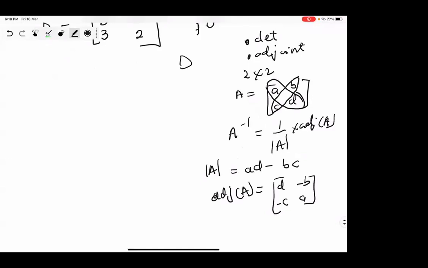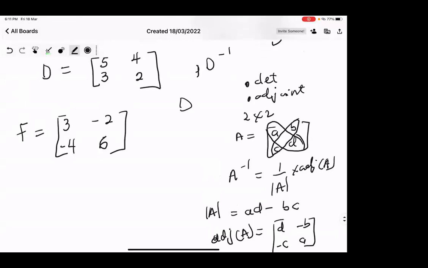Okay, so for example, if I have matrix F being [3, -2; -4, 6], yes. If I want to find the inverse of this matrix, I'll first of all find the determinant, because if the determinant is 0, then it means that the inverse will not exist, and F will be known as singular matrix or non-invertible. But if the determinant is a non-zero number, then it means that the inverse will exist.